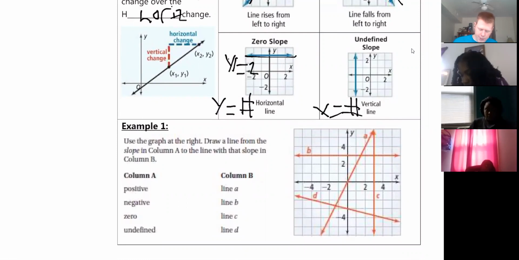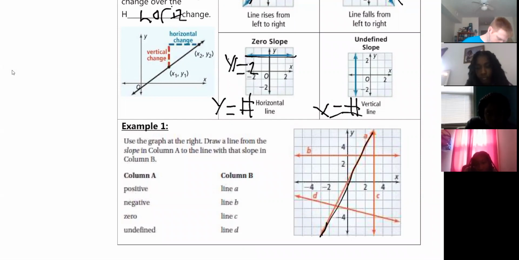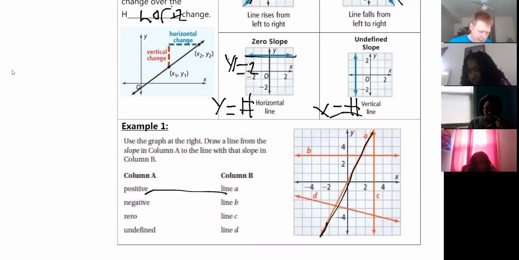Looking at this first example, we have a bunch of lines in this picture. We have lines A, B, C, and D. We want to match up which one's a positive slope, which one's a negative, which one's a 0 slope, and which one's undefined. So maybe just in the chat, which line is positive? Ariana says it's A. Yep, this line here is A, so that is positive. A lot of people just sent it.